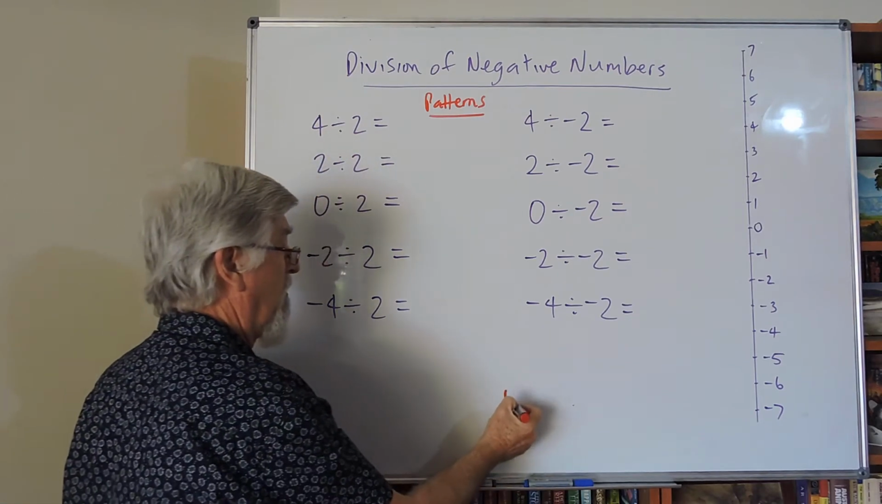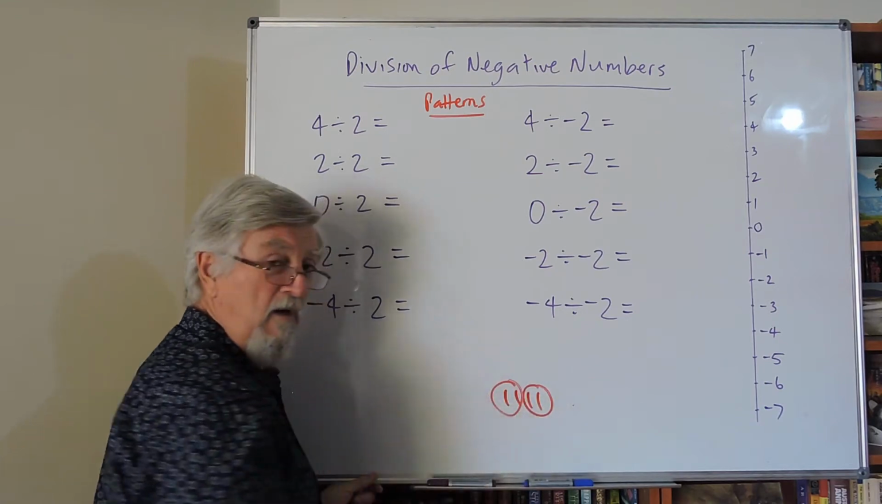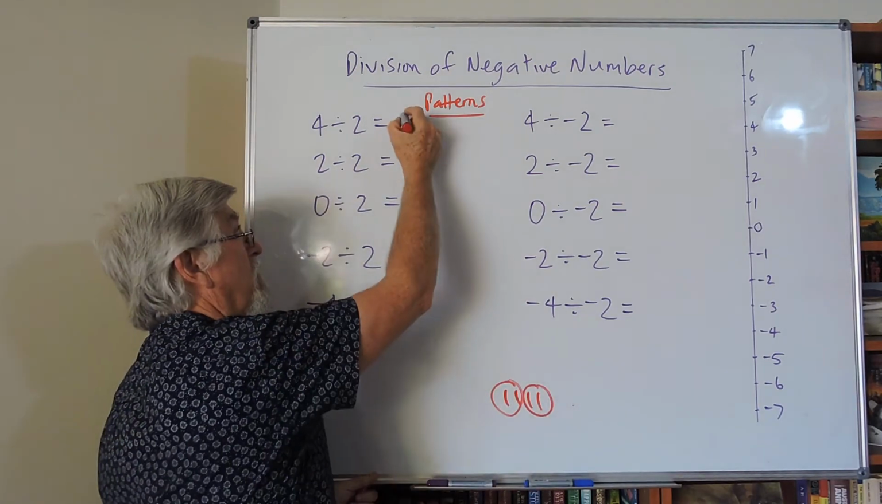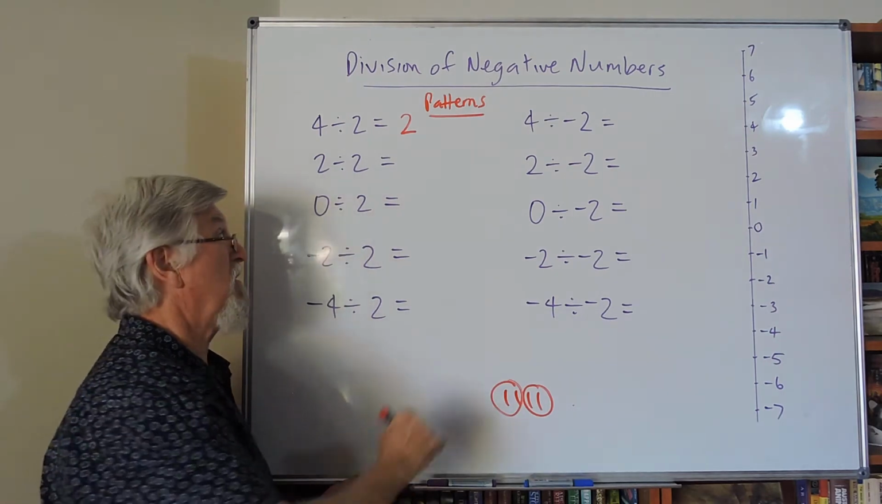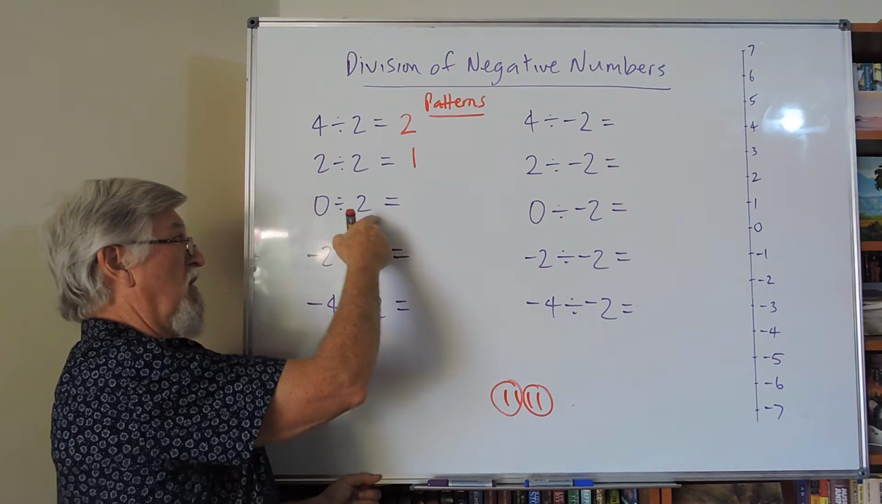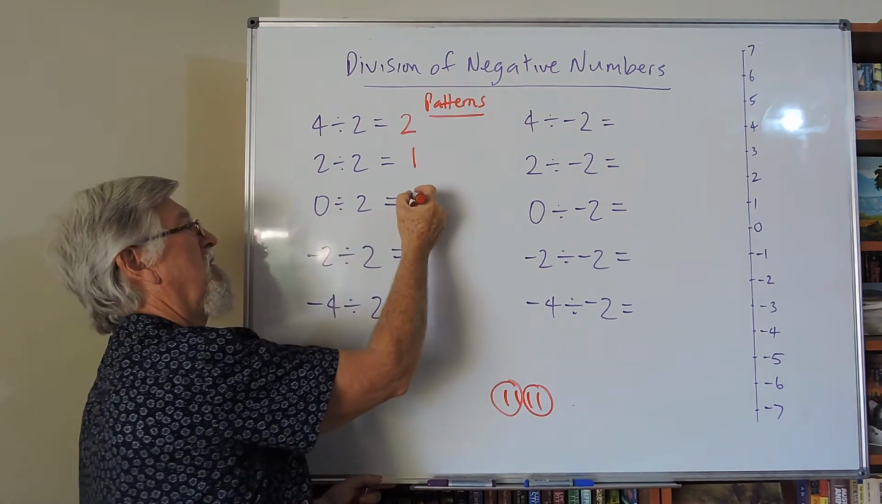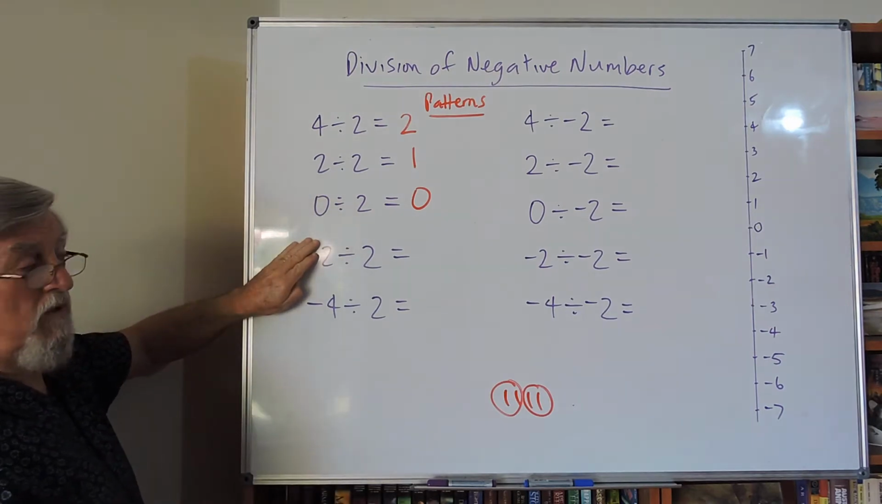So if I had 4, 1, 2, 3, 4, how many times does 2 go into 4? So twice, so we've got 2 for that one. How many times does 2 fit into 2? It fits once. How many times does 2 go into 0? It doesn't. There's nothing.